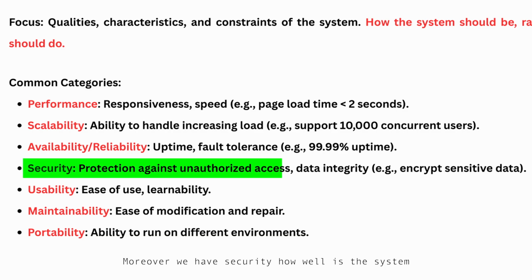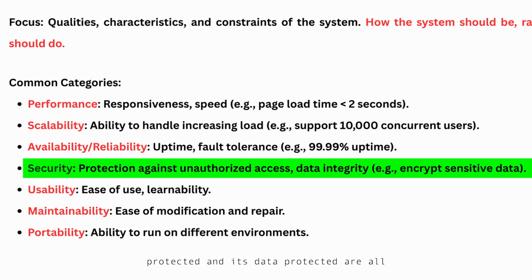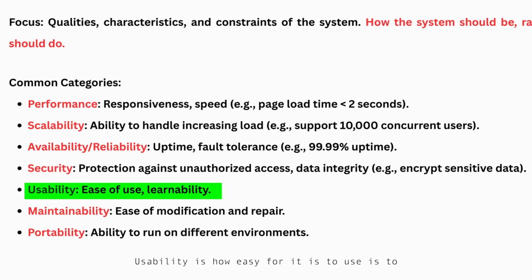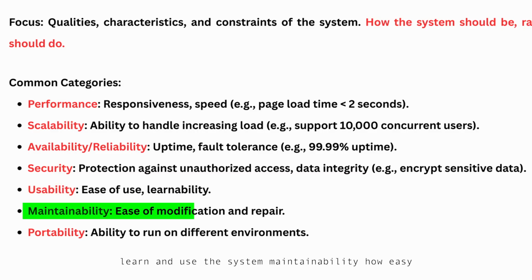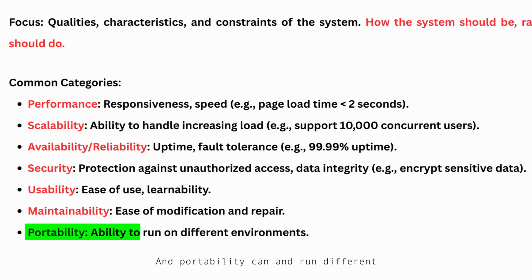Moreover, we have security. How well is the system and its data protected? Are all passwords hashed and salted? Usability is how easy it is for users to learn and use the system. Maintainability: how easy it is to fix bugs or add new features. And portability: can it run in different environments if needed? These non-functional requirements often have a bigger impact on systems architecture than functional requirements themselves.